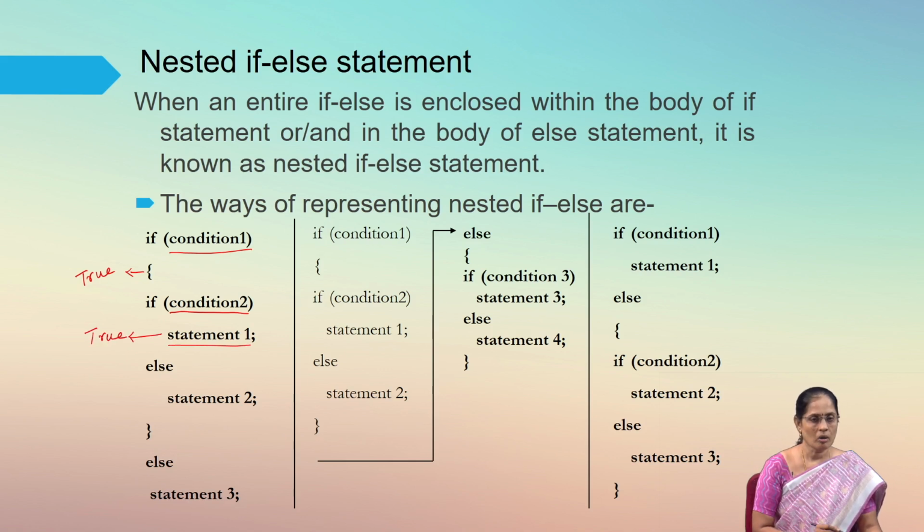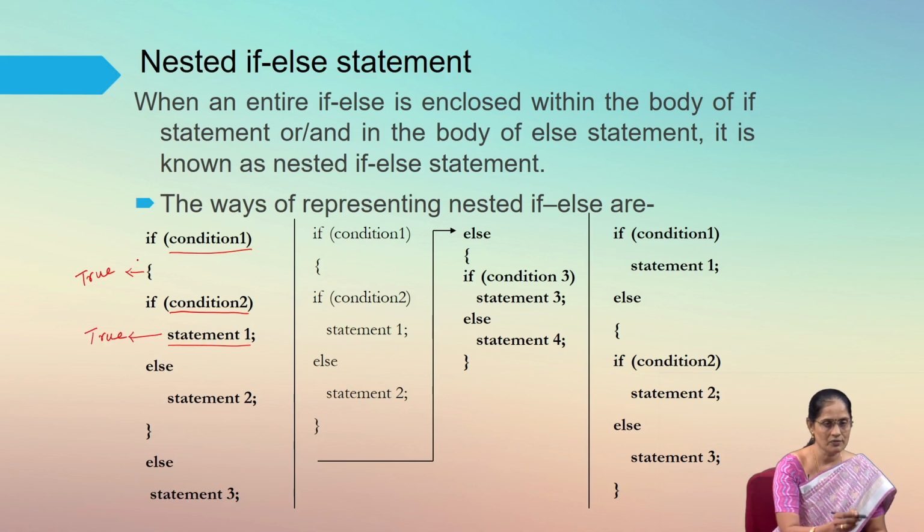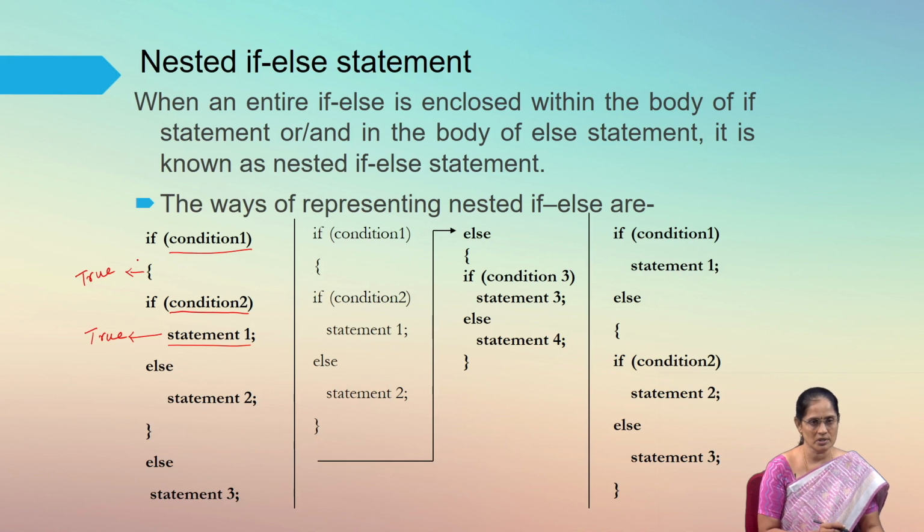So, we will now call the first if statement the outer if statement, and the second if statement, which is enclosed within the true block, is said to be the inner if statement. Else, if the inner if statement fails, that is, the condition 2 fails, then statement 2 will be executed.